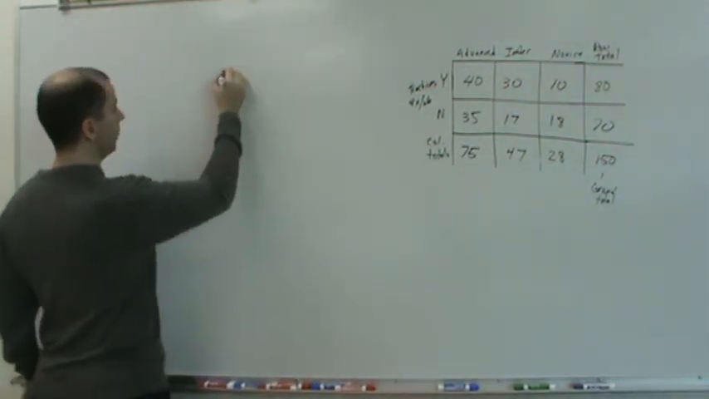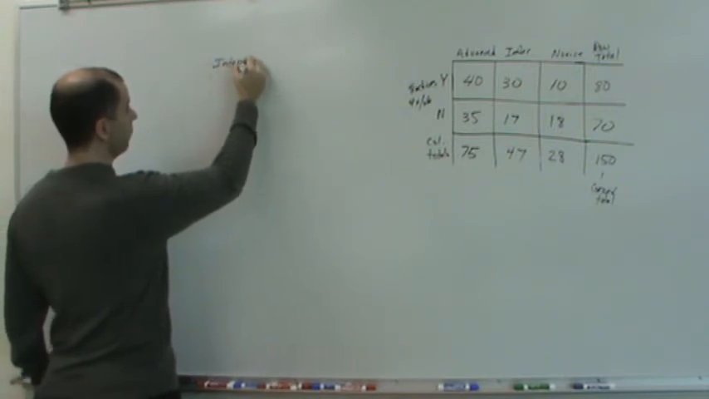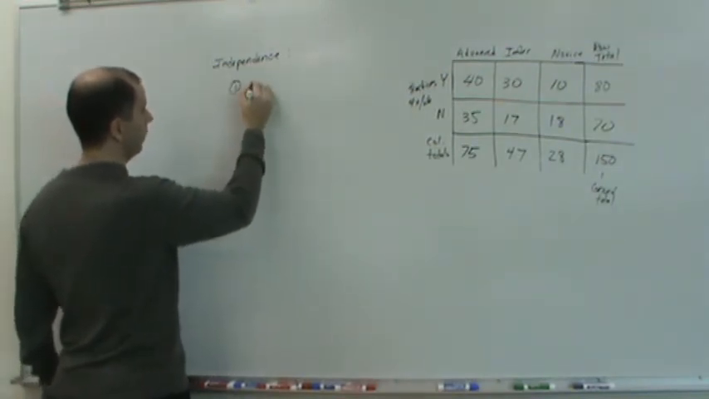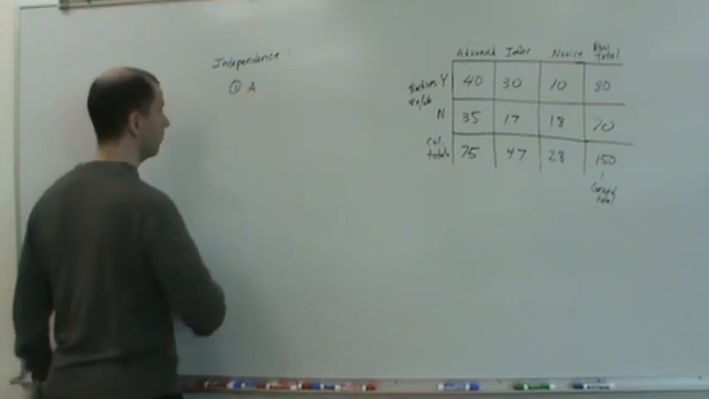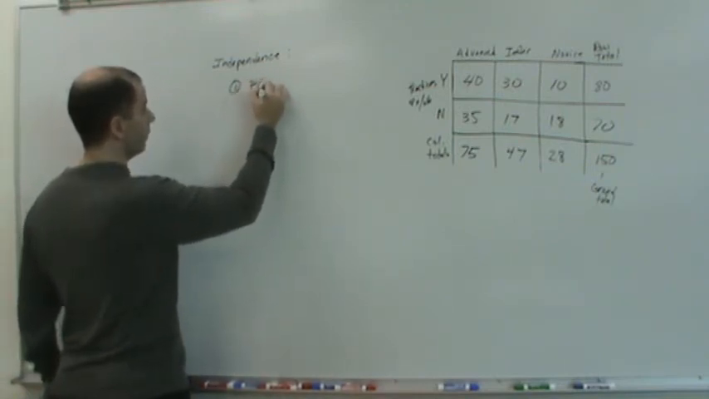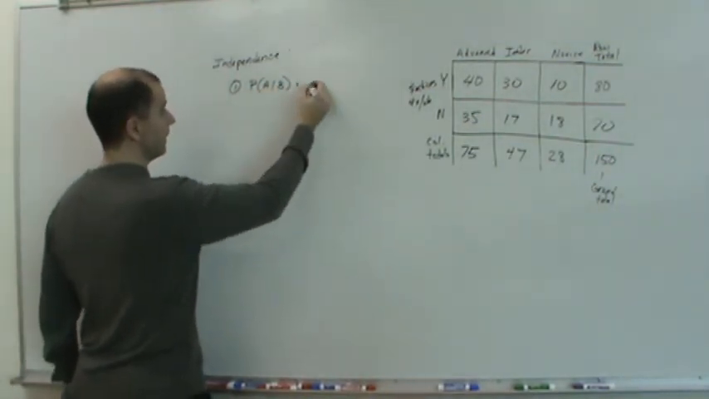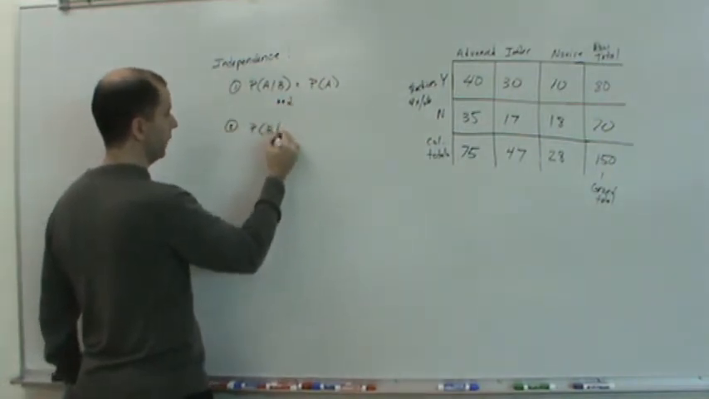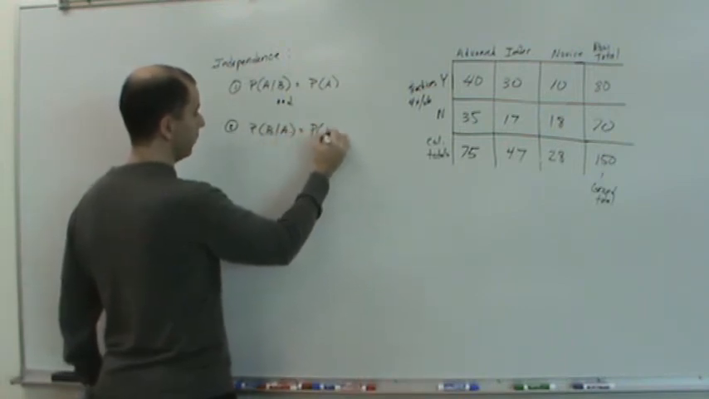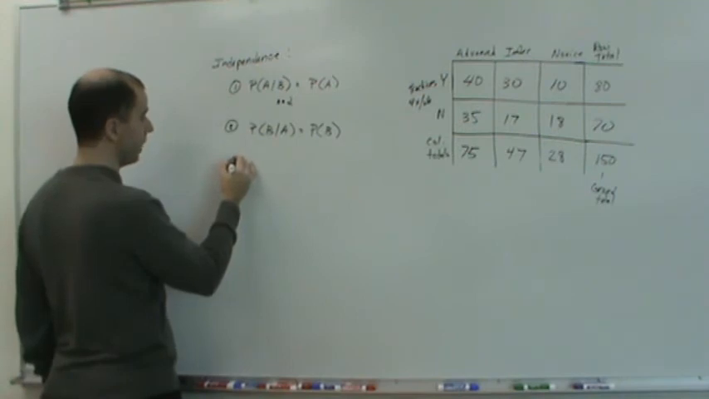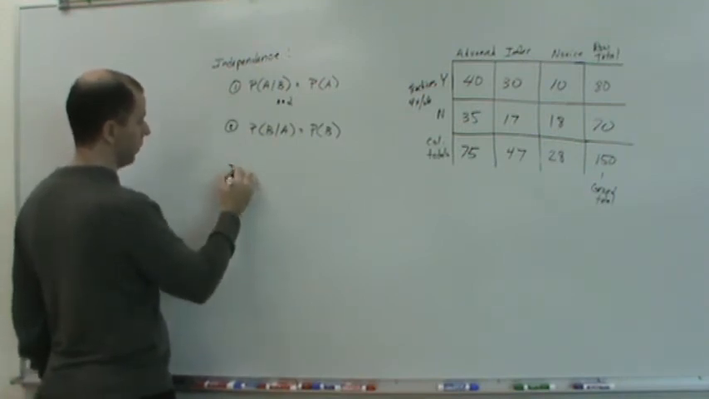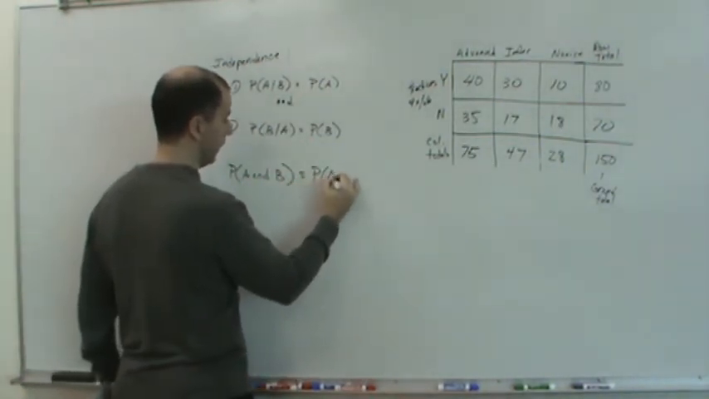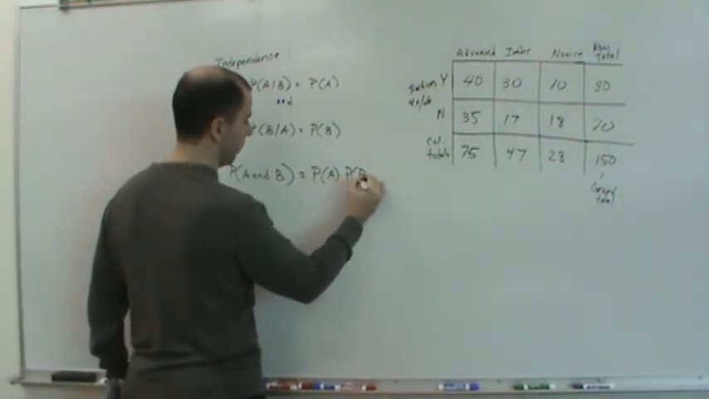So remember that for independence, we have to have, one, the probability of A given B has to equal the probability of A, and the probability of B given A has to equal the probability of B. And in other words, what this implies is the probability of A and B has to equal the probability of A times the probability of B.